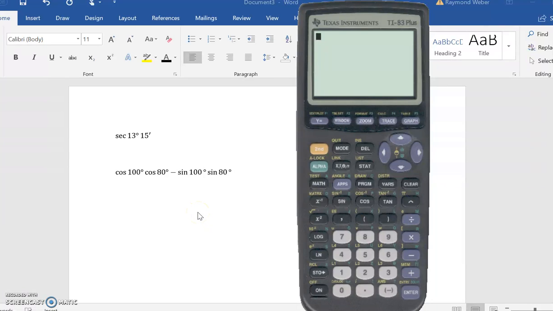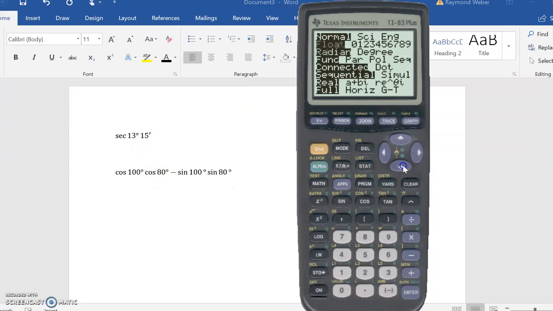Okay, I want to go over finding the approximations in your calculator. We've already done this several times, but let's do it again here. So first, on this first one, you can see we have the secant of 13 degrees 15 minutes. First of all, we don't have secant on our calculator, so we're going to put this in 1 over cosine.